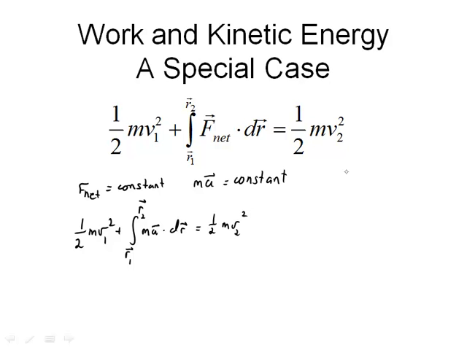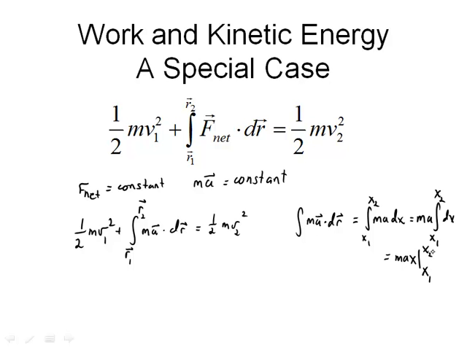But this integral becomes much simpler. The integral of ma dot dr will become the integral of ma dx, integrating from x1 to x2, when I consider everything to be one-dimensional. And ma is constant, so this is equal to ma times the integral of dx, integrating from x1 to x2. But that's just equal to ma times x, evaluated from x1 to x2.